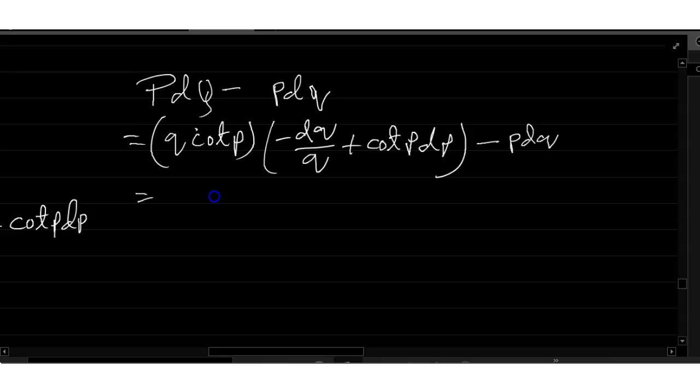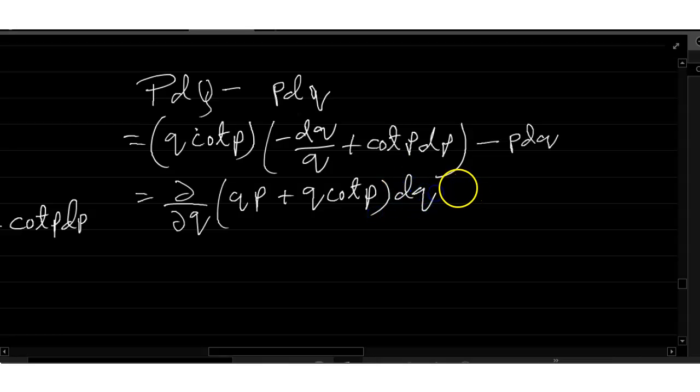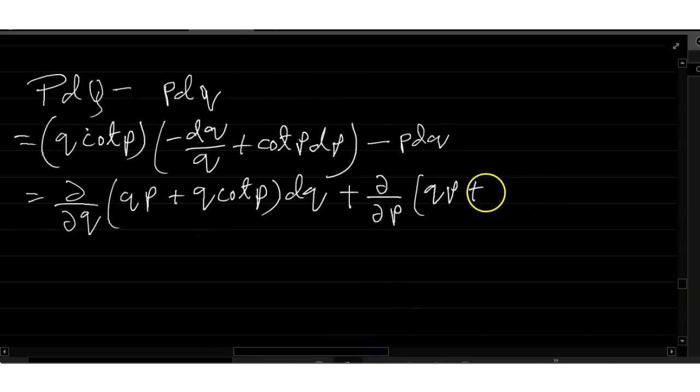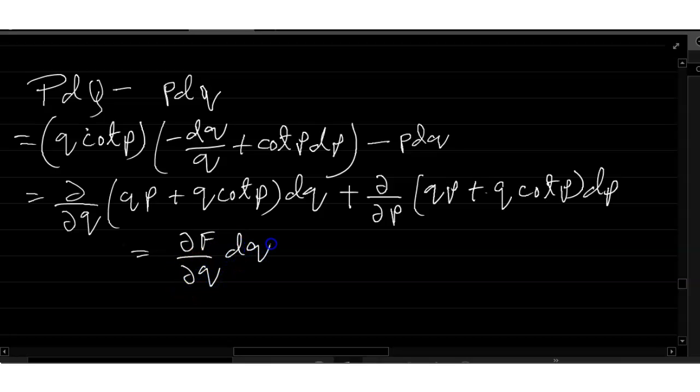It can be written del q into qp plus q cot p into dq, plus del p qp plus q cot p into dp, equals to del f by del q into dq plus del f by del p into dp.